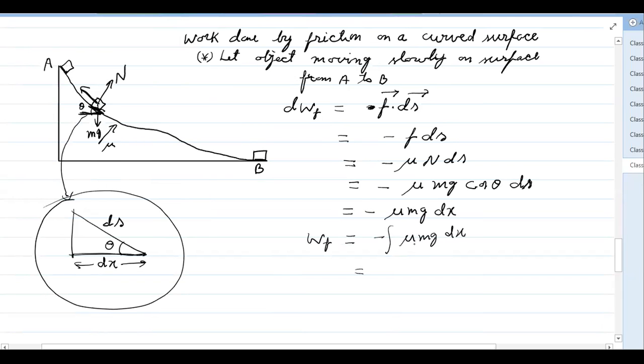See, mu and mg are constant, and the integration of dx will lead to what? Total x. So x is the horizontal displacement. What is the total x? It is this thing, the horizontal displacement of the object.